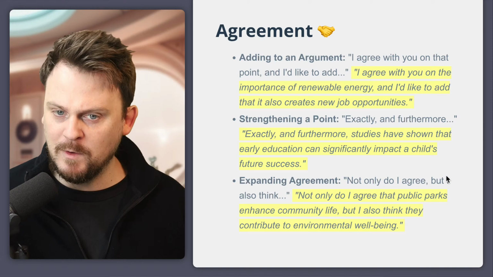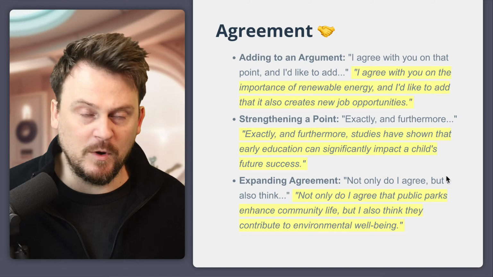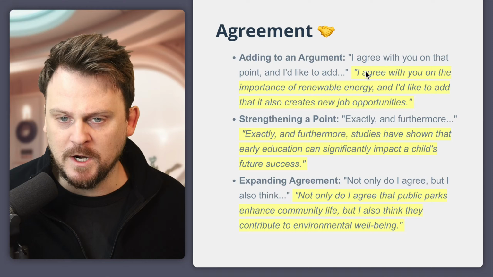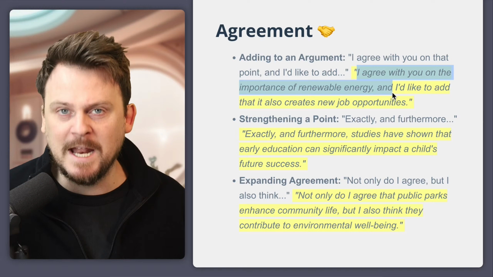I agree with you on the importance of renewable energy, and I'd like to add that it also creates new job opportunities. Now, this is not first agreeing and then disagreeing, but you could do the same thing here. I agree with you, for example, here, I agree with you on the importance of renewable energy. And then instead of "and," you would say, "but I'd like to mention that," and then you would say a point against what they say, right?